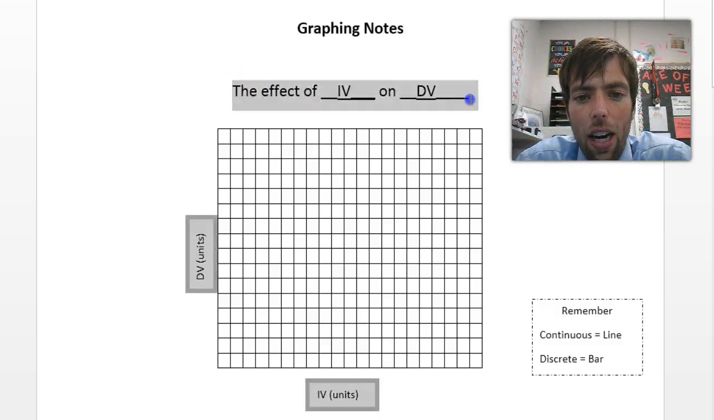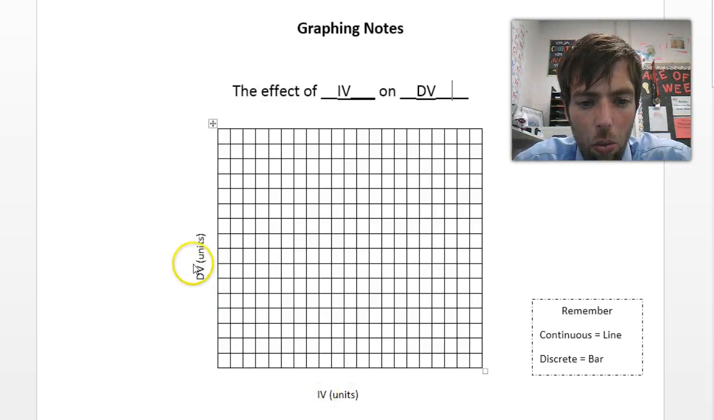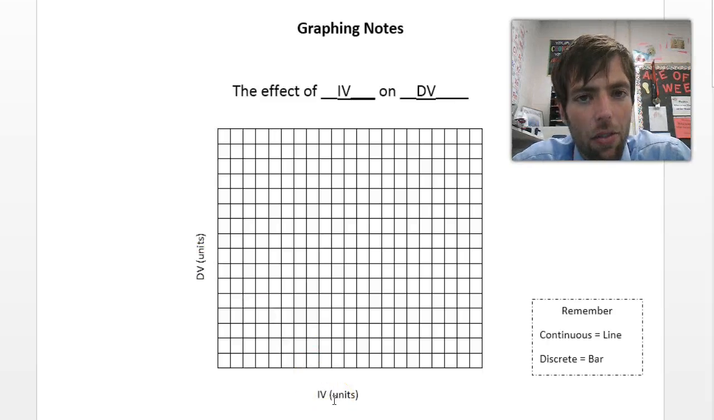Notice the title right here is the exact same title that I have you use for your data tables, so you can just copy the same title over. Dependent variable goes on the Y. Independent variable goes on the X. I wish I had a great trick to help remind you when one goes here and one goes here, but I don't. So best of luck in just remembering that the IV goes here and the DV goes here.